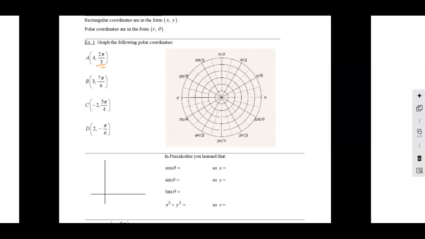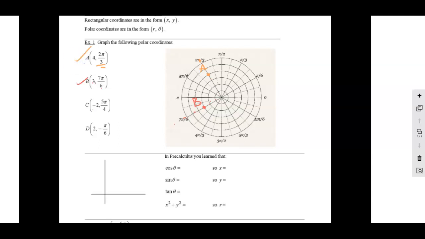So if we're going to plot this point, 4, 2π/3, 2π/3 is right here, and then you would go 1, 2, 3, 4 units in that direction. So there's my point A, right? Find the angle, then if it's a positive radius, you go directly towards it. Then if I do the point B, 3, 7π/6, that's going to be this direction, right? Here's my ray, there's my direction, and you're going to go 3 units in that direction. So that one's done.